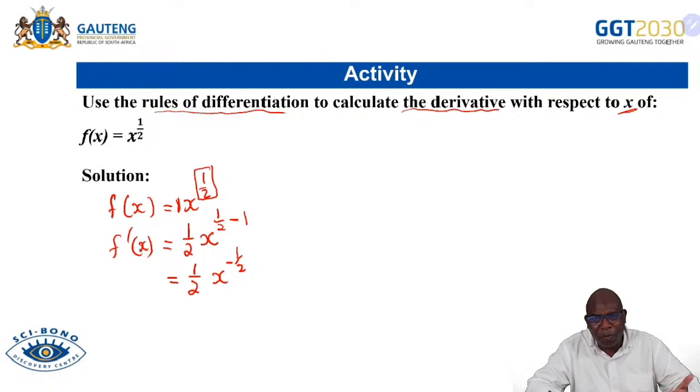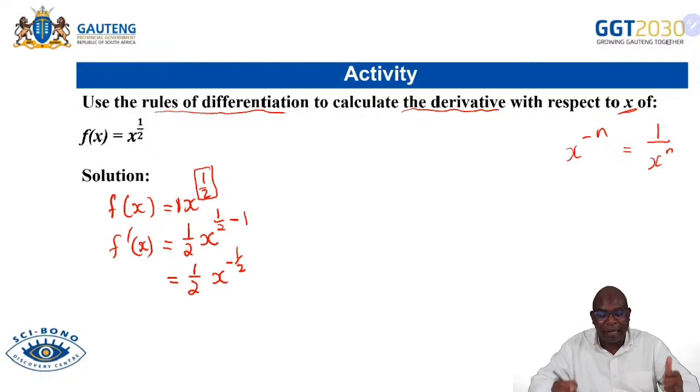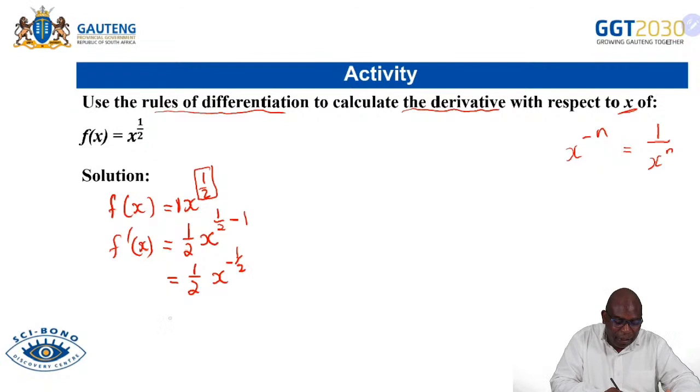Sometimes you will be requested to write this one with a positive exponent. If I've got x to the power minus n, I can write this one as 1 over x to the power of n. So know your exponents when you're doing this section. Go back, practice your exponents because you'll need them here. So I can either write it as 1 over 2 x to the power of half.